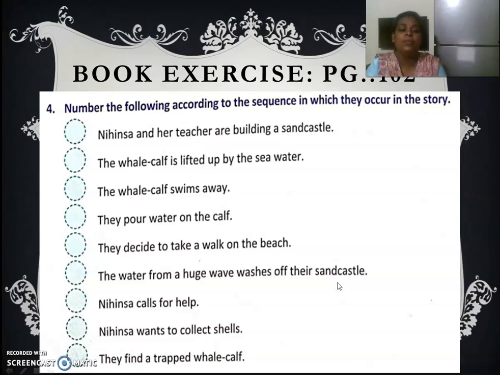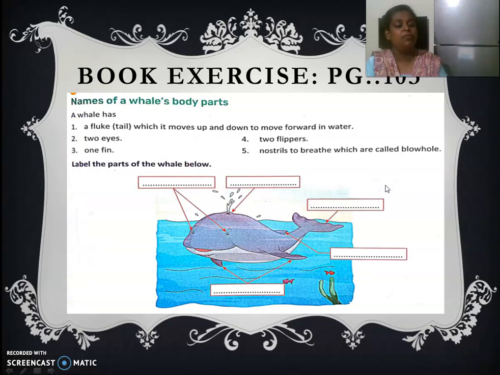And next one, this is the sequence. We'll have to arrange it in order. So in this also we discussed in the online class. So I have marked it. Please check your answers with this from 1 to 9. Okay. And next is the parts of the body of a whale. They have given you. You will have to take it and write in the correct places.